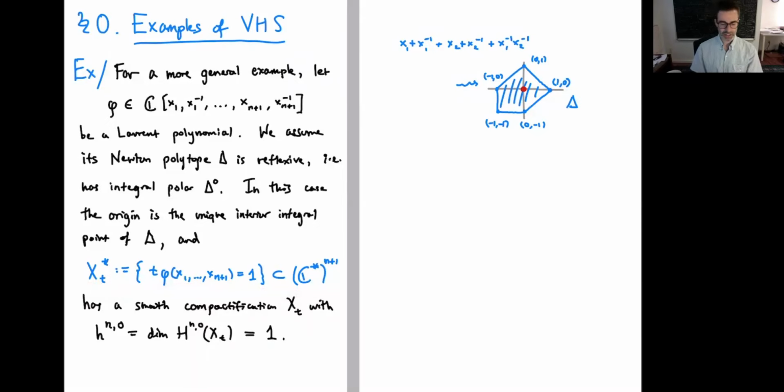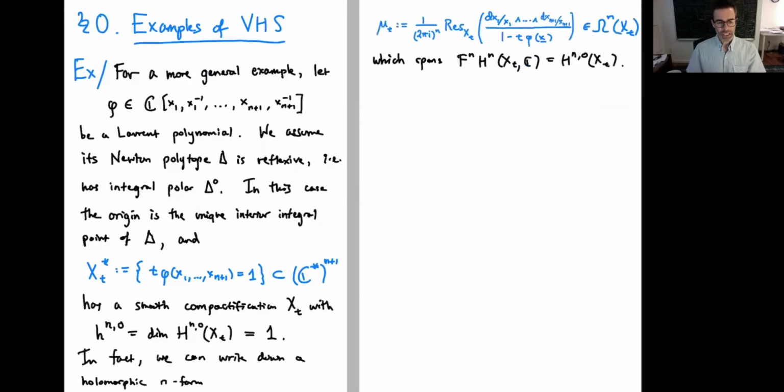And those level sets have smooth Calabi-Yau compactifications, at least if the Laurent polynomial is what we call delta regular, with H^{n,0} equal to 1. So this is a Calabi-Yau condition that's inherited from the fact that the origin is the unique interior integer point of a reflexive polytope. In fact, we can write down a holomorphic n-form as follows.